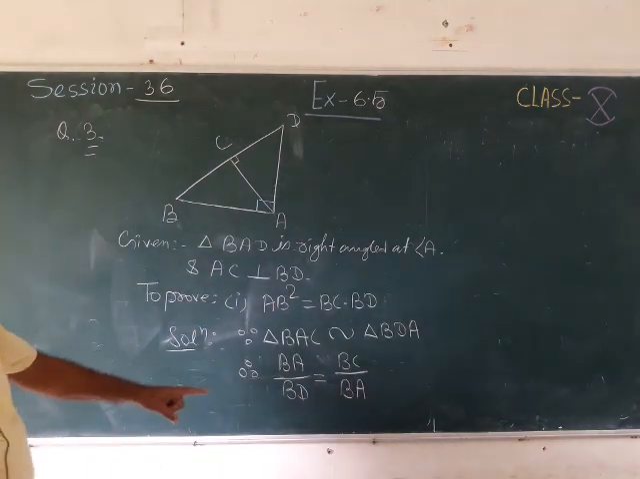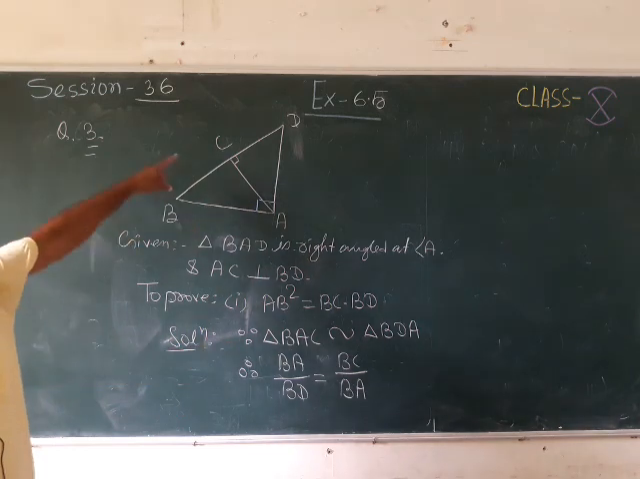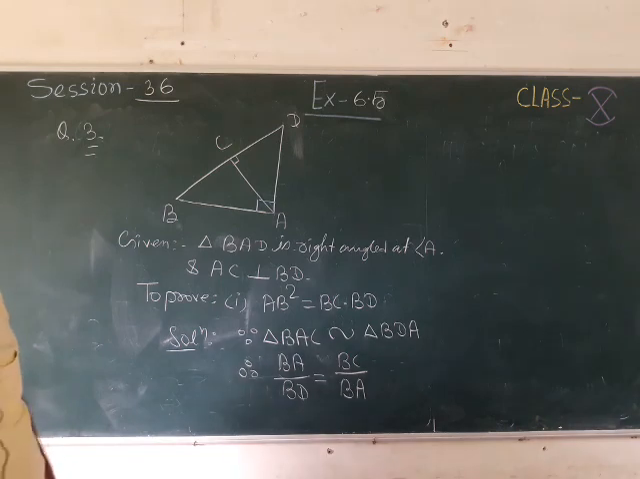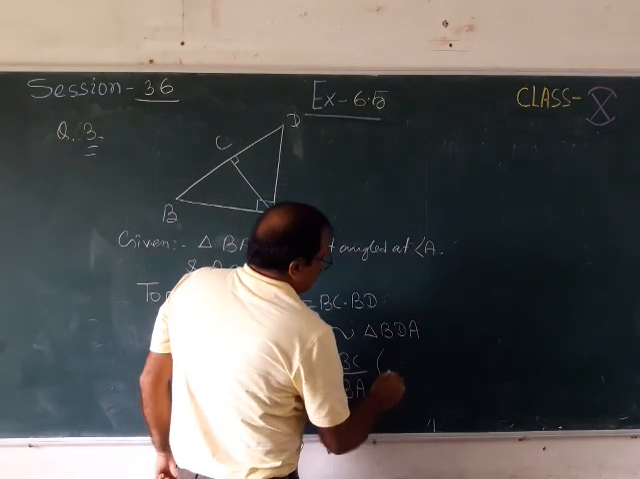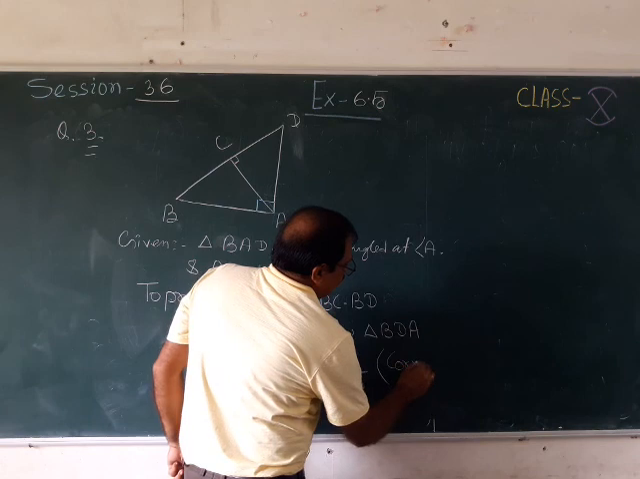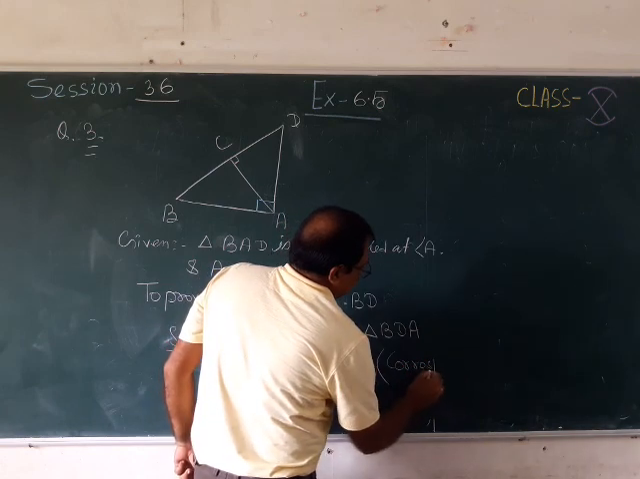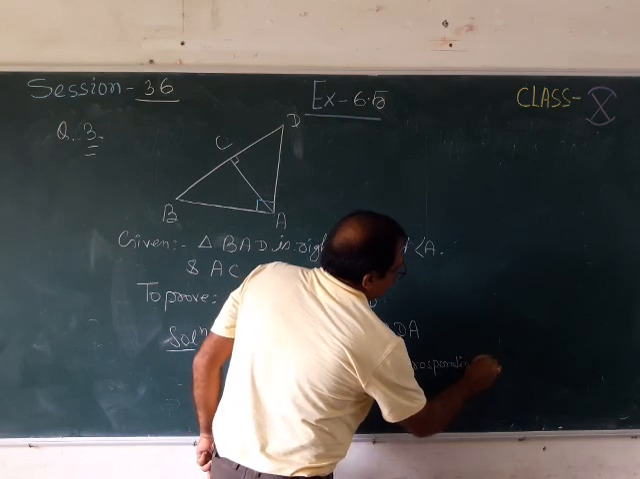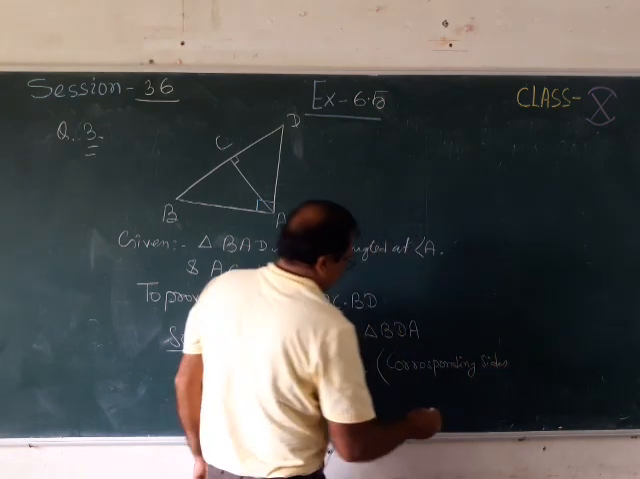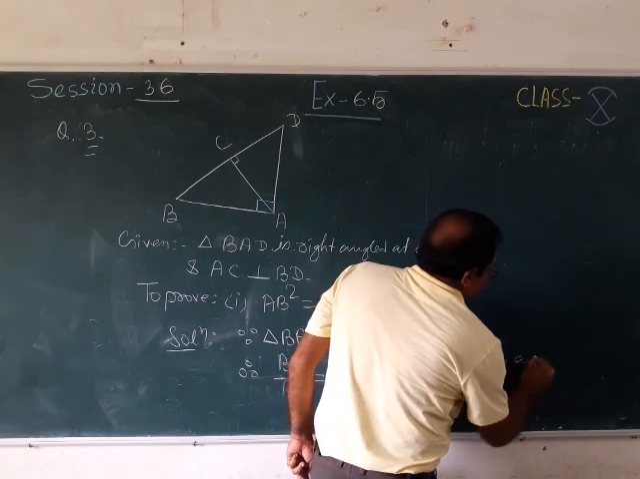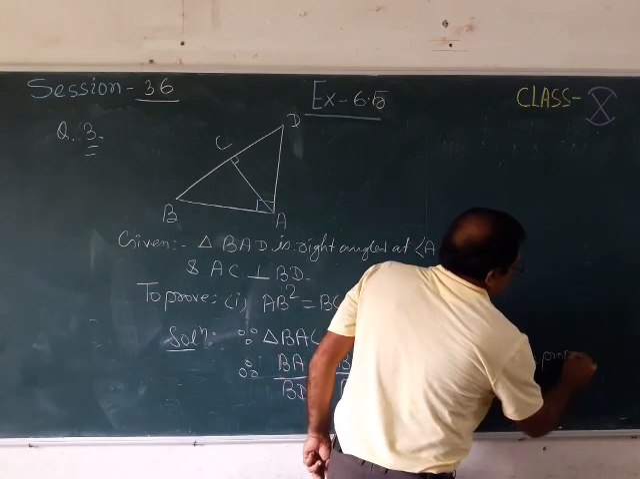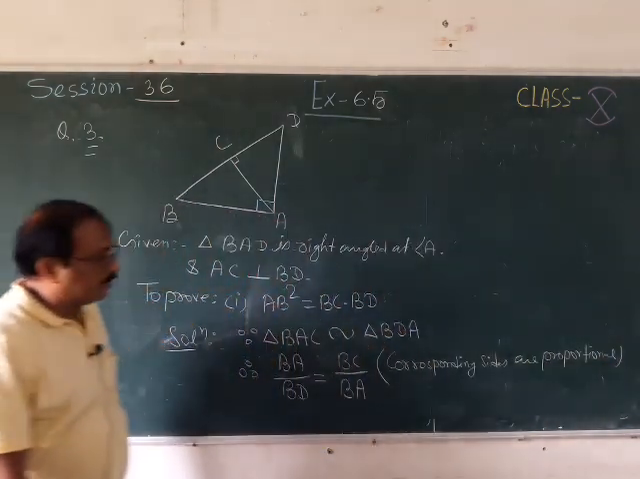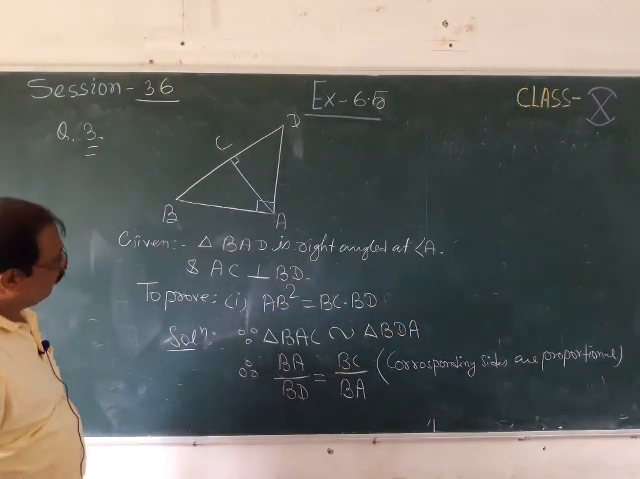You can see the corresponding sides are proportional. You can write there the reason: corresponding sides are proportional. If 2 triangles are similar, that means their corresponding sides are proportional.